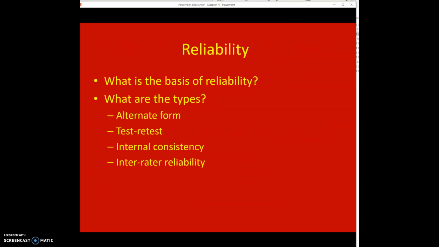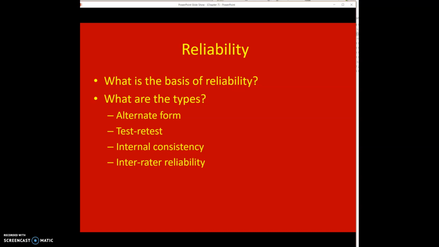The basis of reliability is that something works the same way all the time, that it doesn't vary, assuming nothing else varies. So there are four major types that you need to consider. There's alternate form. An example of that would be when you took the GRE test. You didn't all take the same GRE test. You took alternate forms of that, and the goal for the company that developed it is to have a similar score no matter which form of the test you took.